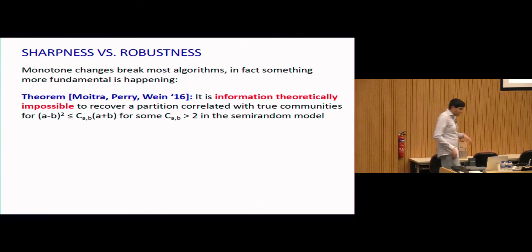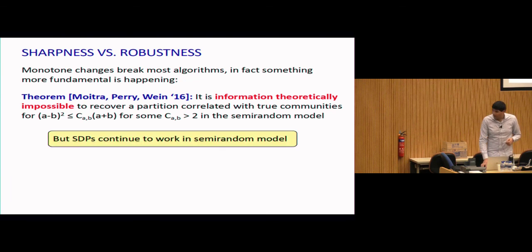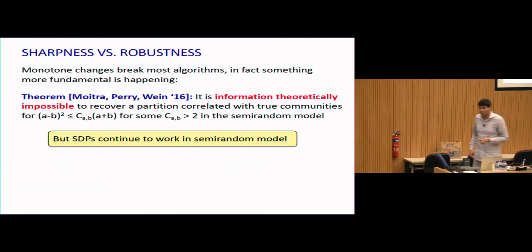So what this means is a really strong statement: not only do algorithms like belief propagation that reach the information theoretic limits of the problem break when you add monotone changes, in fact, all algorithms that reach those sharp thresholds break. The only way that you can reach those sharp thresholds is not just by exploiting the structure of the signal, but also the structure of the noise.